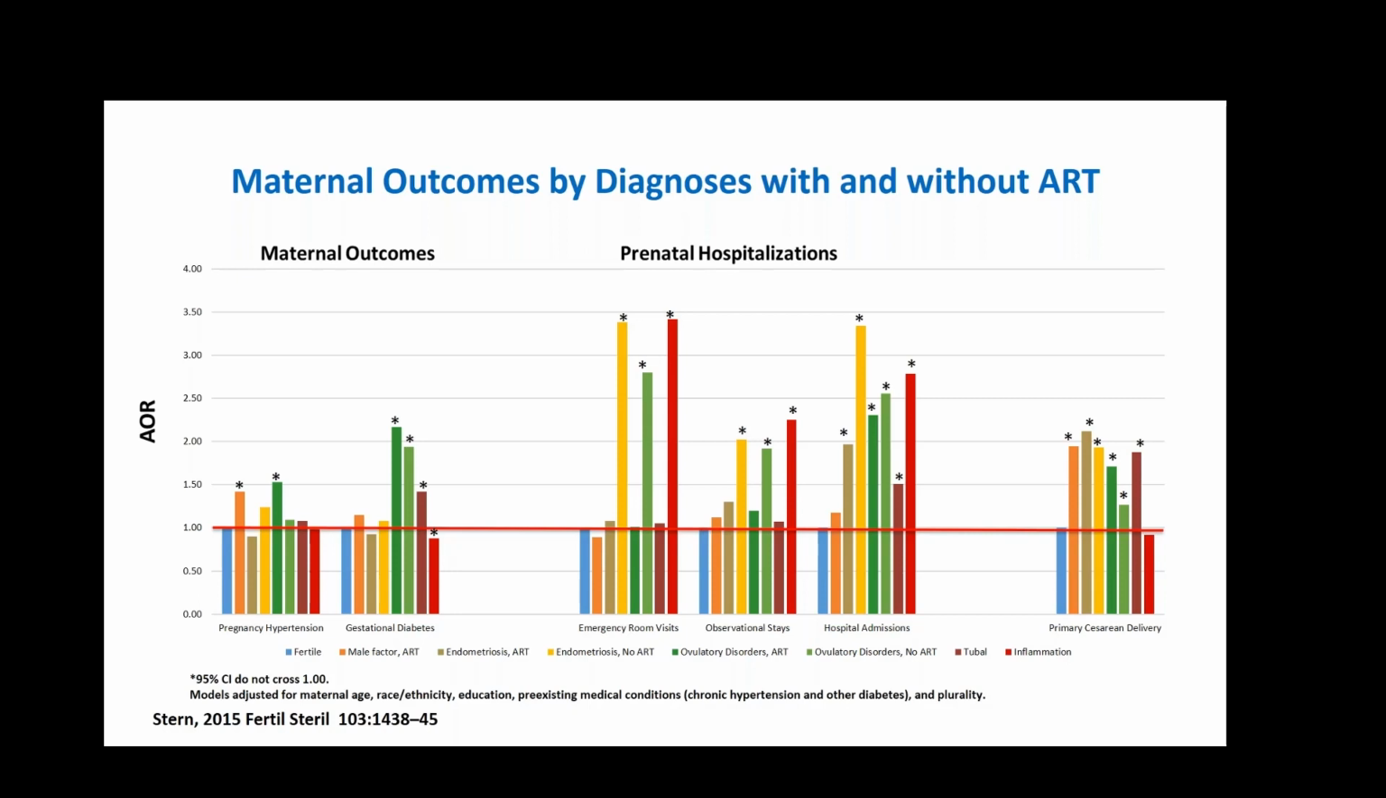For hospital admissions, all diagnoses, again, other than male factor, both with and without ART treatment, had elevated risks. Regarding gestational diabetes, risks were elevated for patients with ovulatory disorders regardless of ART treatment. So the data strongly suggest that the diagnoses themselves play a role in elevating the risks associated with pregnancies and deliveries, whether or not these women undergo ART.